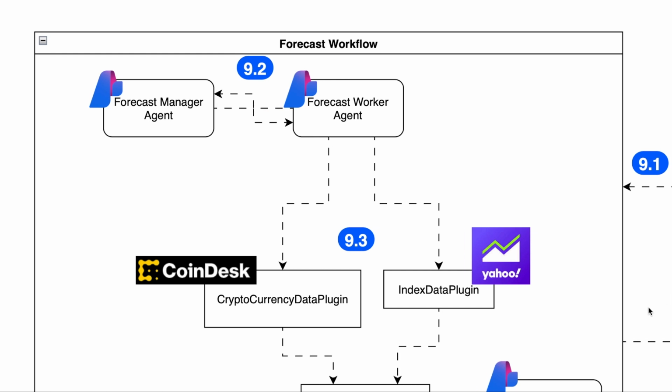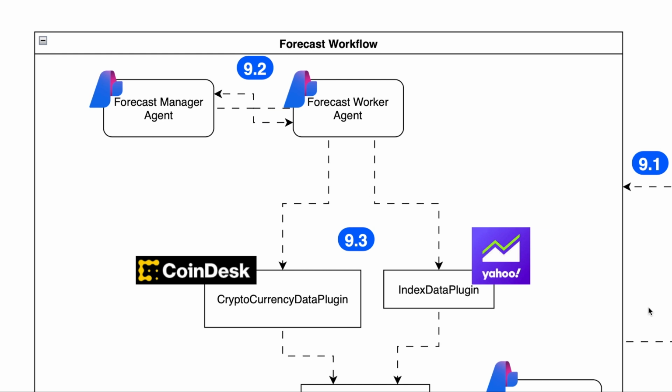Initially, the worker calls the cryptocurrency data plugin, which uses the CoinDesk API, or the index data plugin with the Yahoo Finance API to retrieve recent historical time series data in CSV format. This data is then uploaded using the agent client for subsequent operations, depending on whether the focus is on forecasting cryptocurrency or a financial index.